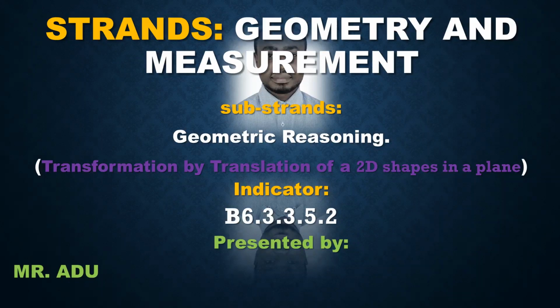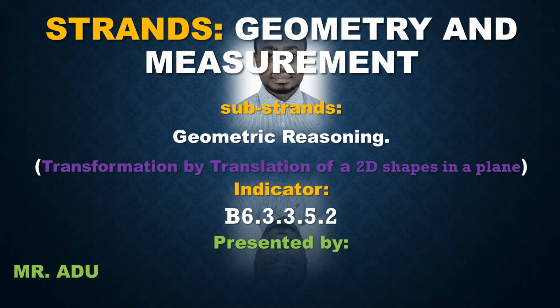Today, the strand we are going to talk about is geometry and measurement, and the sub-strand is geometric reasoning. The topic is the transformation by translation of 2D shapes in a plane. We have already discussed how objects move by a translation vector. So we are going to talk about how to identify the translation vector in a given number plane.